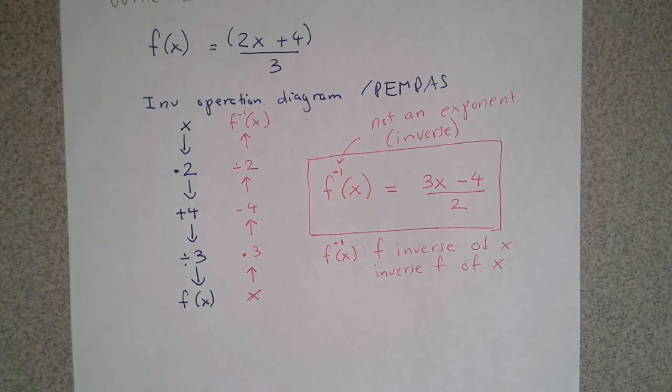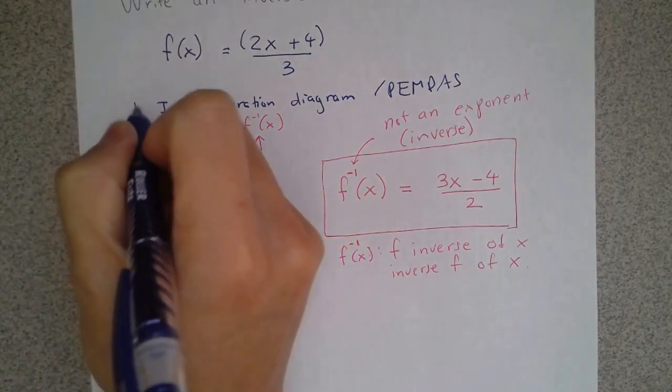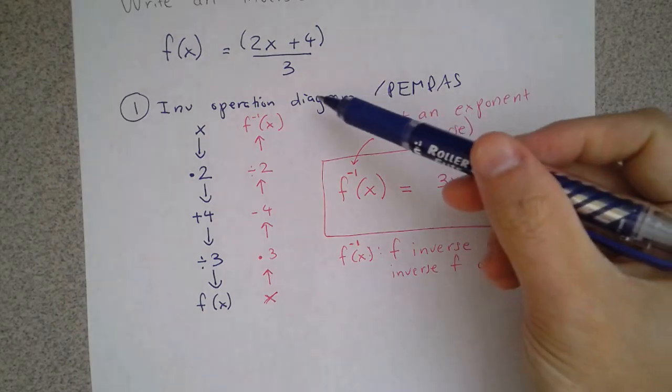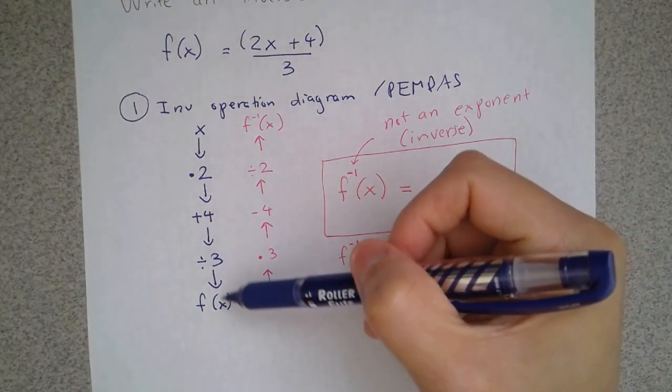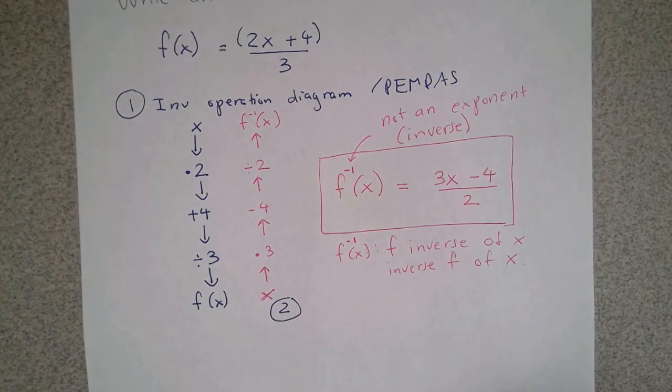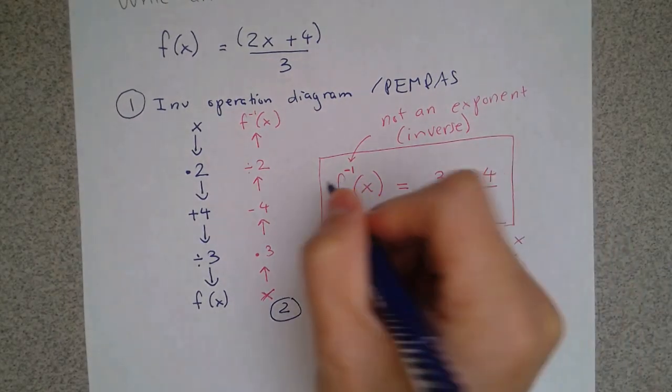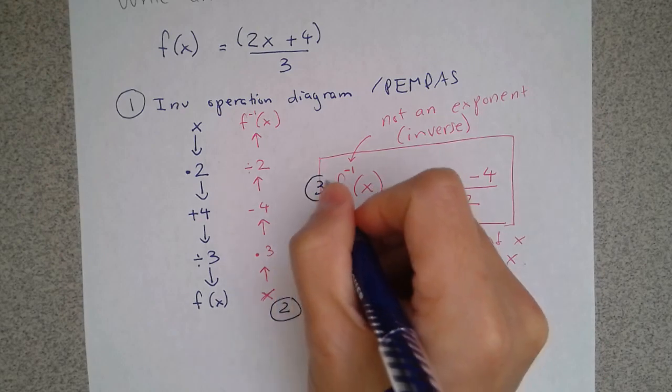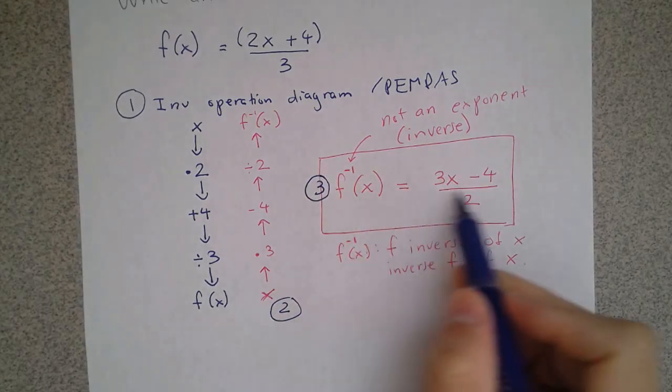Okay, so to recap, we did the inverse operations diagram. We went forward, and then we went backwards to see the inverse operations. And then we rewrote the inverse as its own function.